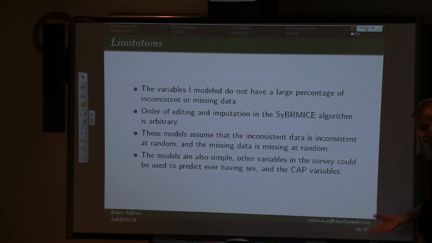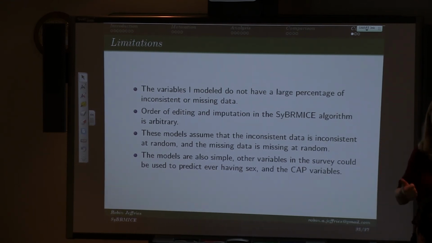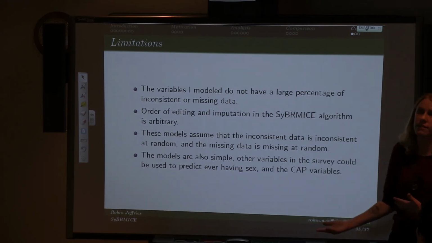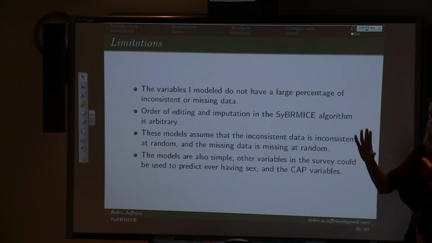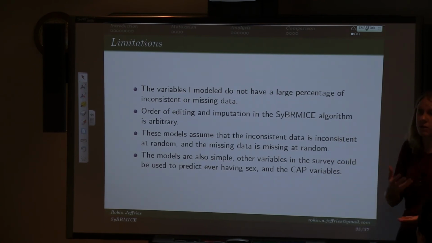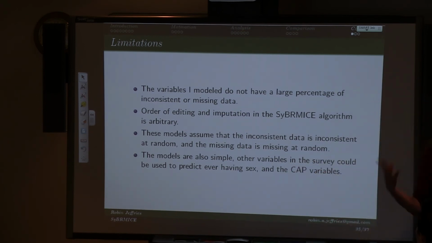And importantly, too, these models assume that the missing data is missing at random, but also that the inconsistent data is inconsistent at random. And they're relatively simple models. There's a lot of other variables in the data set that would be used in models to predict either ever having sex or the cap variables. I stuck with these 5 just to simplify the example, to get it going and to demonstrate that it works.